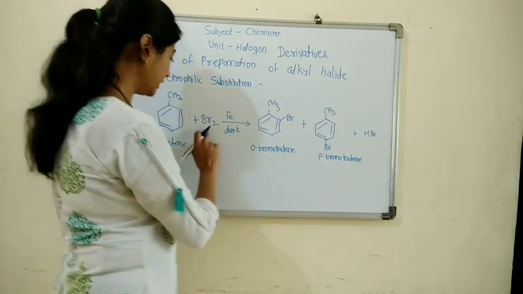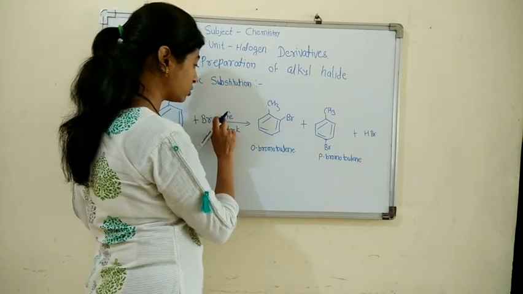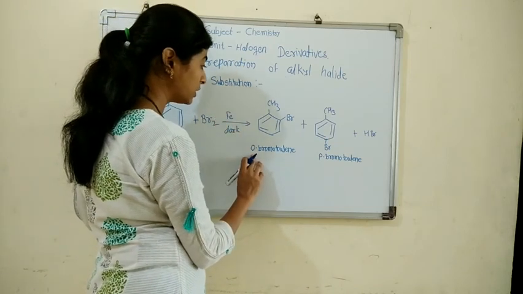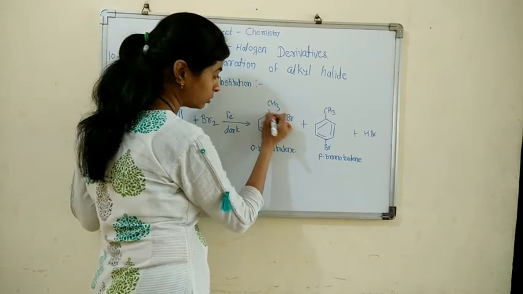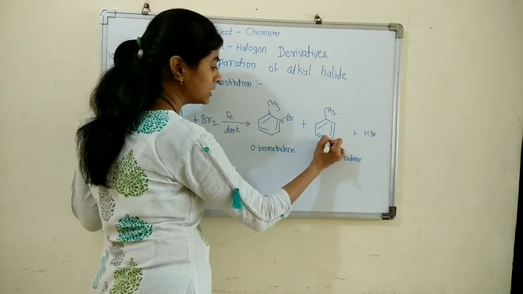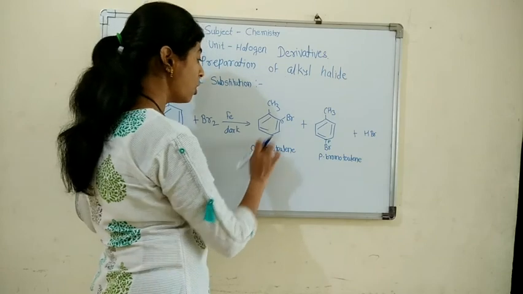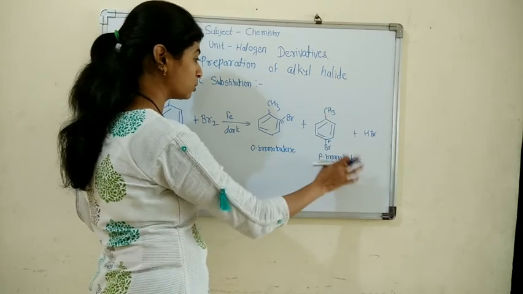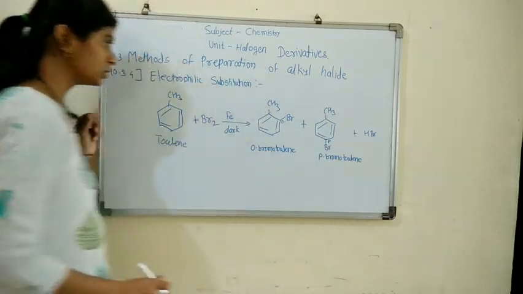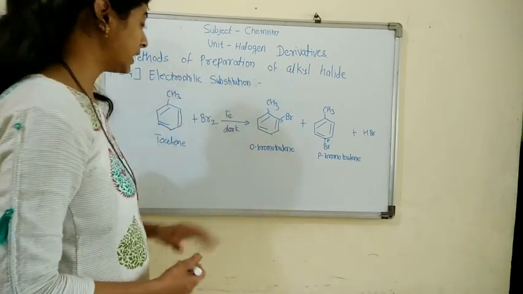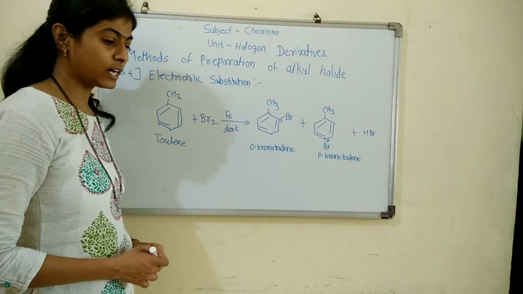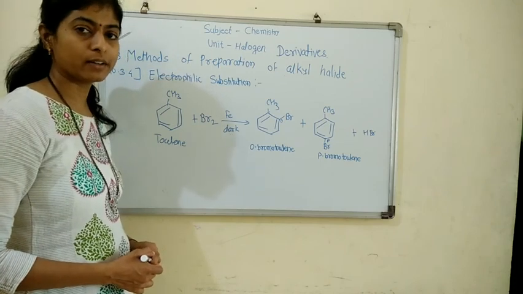So toluene reacts with bromine in presence of Fe. We get a mixture of ortho-bromotoluene and para-bromotoluene. This is the ortho position and this is the para position. So that's all for today, the method of preparation of alkyl halide. In our next lecture, we will study physical properties. Thank you.